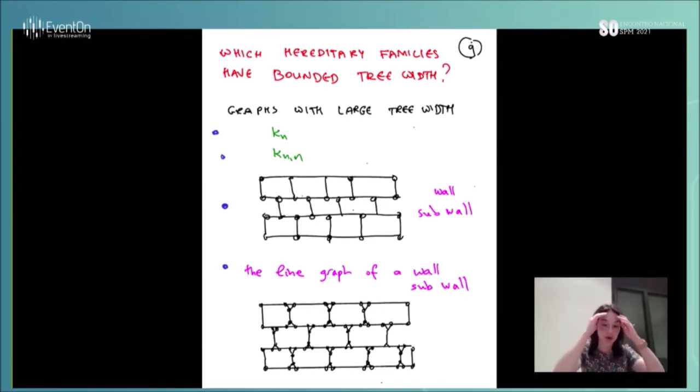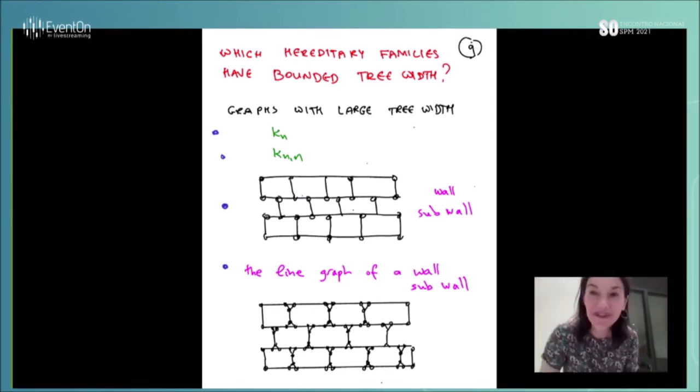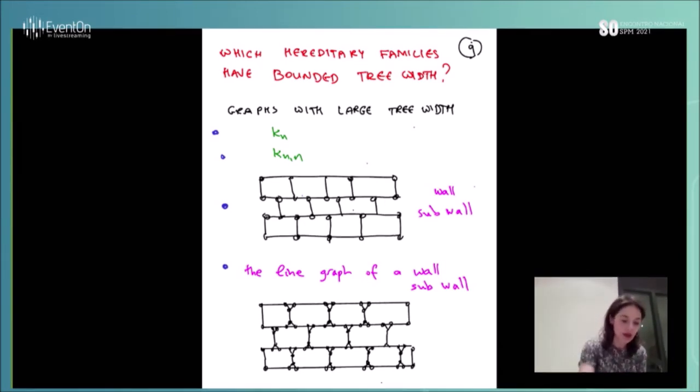And for minors it is a much more global containment relation. It tells you a lot about a graph that it doesn't contain a certain minor, and it only tells you a little bit about the graph if it doesn't contain an induced subgraph. So it's a much more somehow complicated question. What do you need to exclude as an induced subgraph in order to get bounded treewidth? That's a question I want to think about.